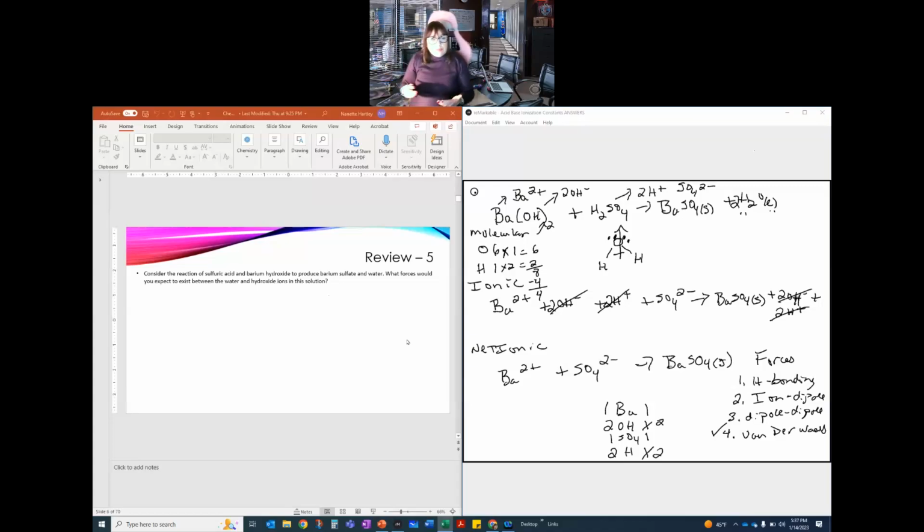Okay, so that's a dipole. Water can have a dipole-dipole interaction with anything else that has a dipole. Okay, so I know that water has a dipole. Let's talk about our oxygen-hydrogen.